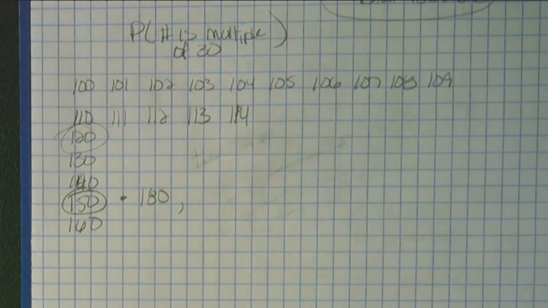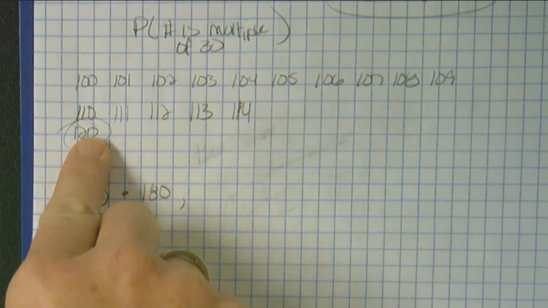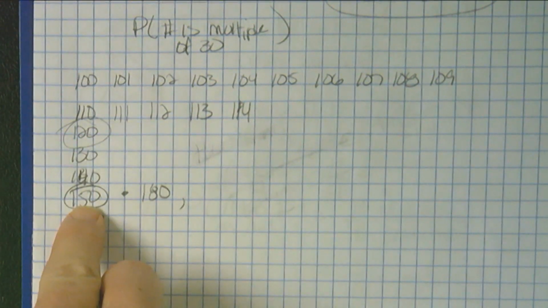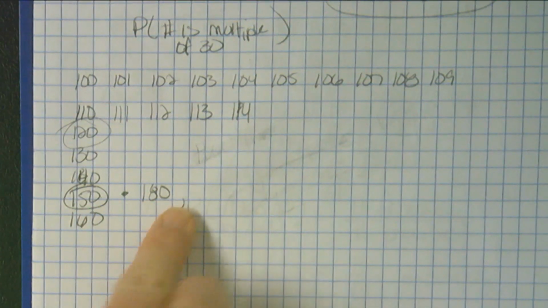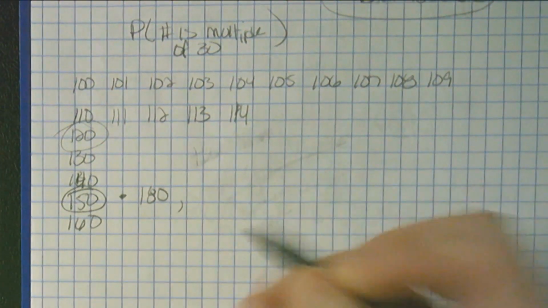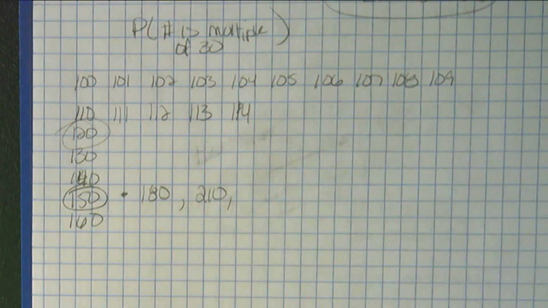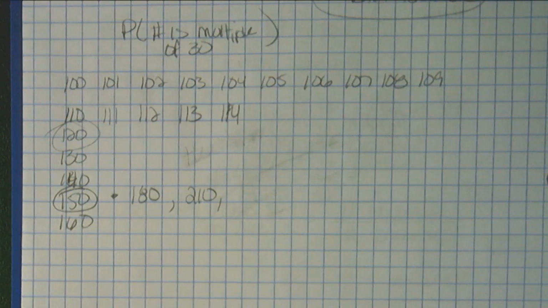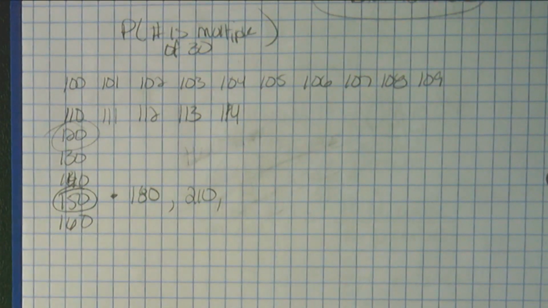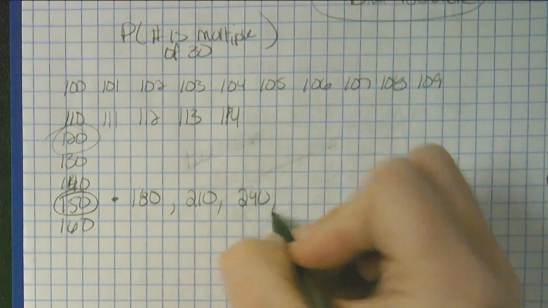Come on, you guys, I want you thinking. This is 120. This is 4 times 30. This is 5 times 30. This is 6 times 30. What's my next one that's going to be divisible by 30? Matthew? 210, because that's 7 times 30. What's my next one that's going to be divisible by 30? Victoria? 240. What's my next one?